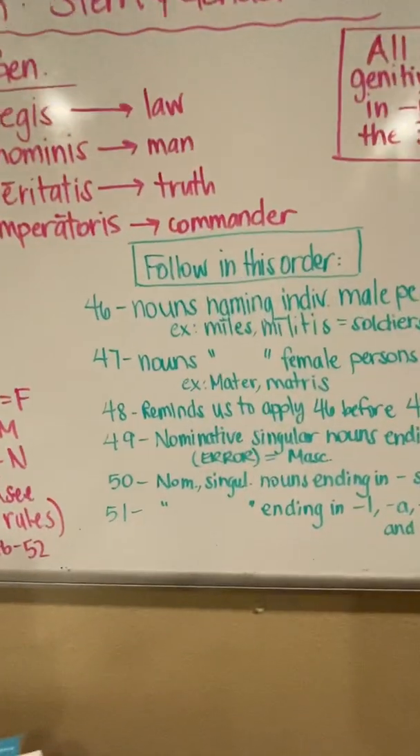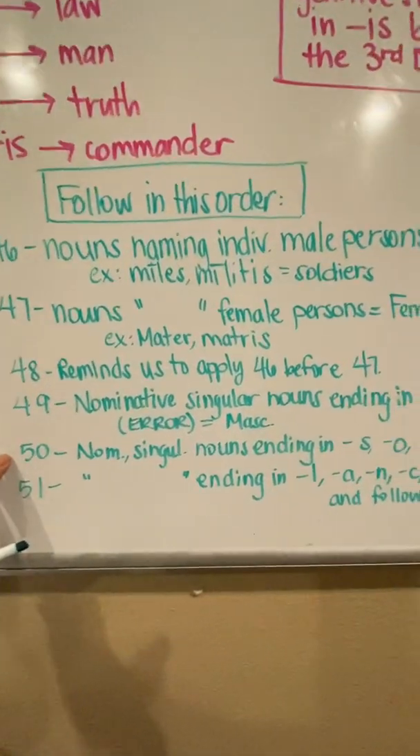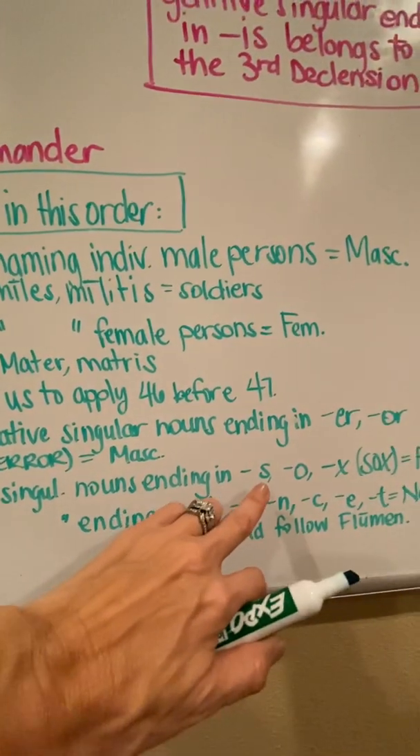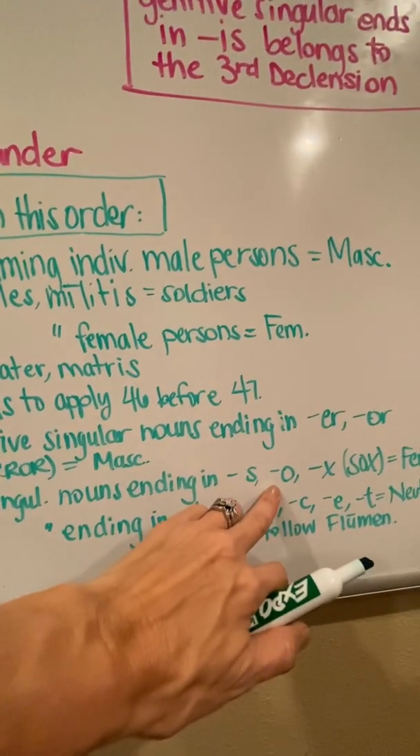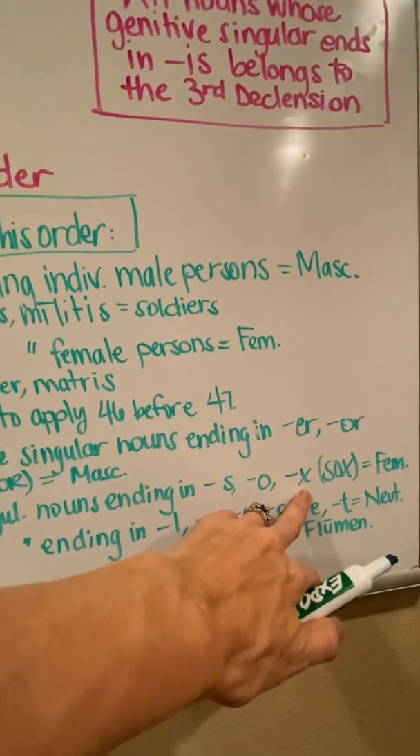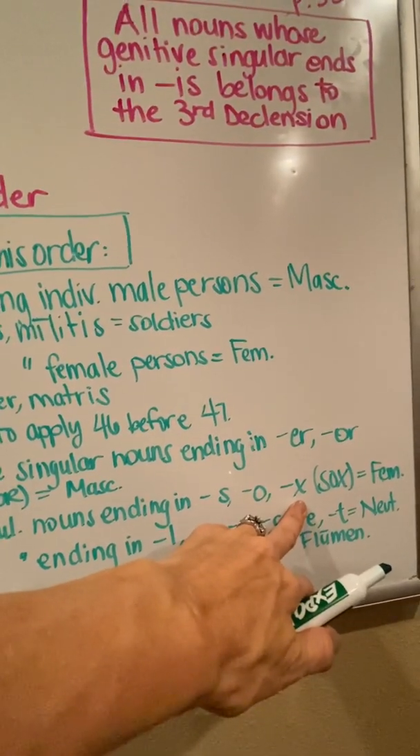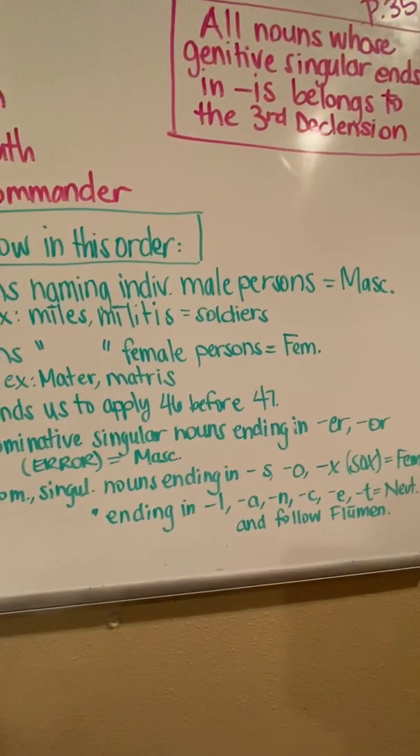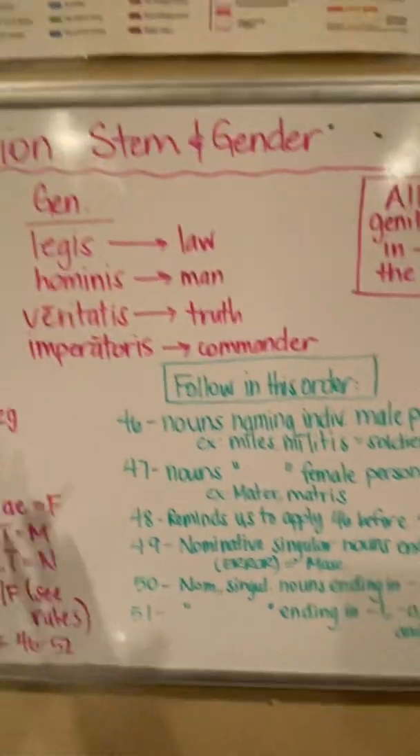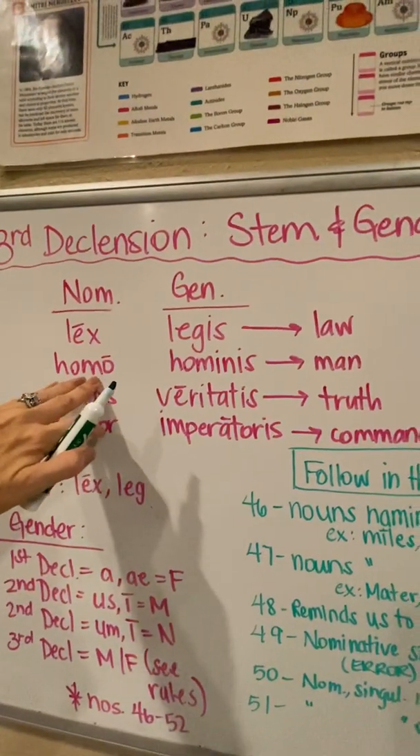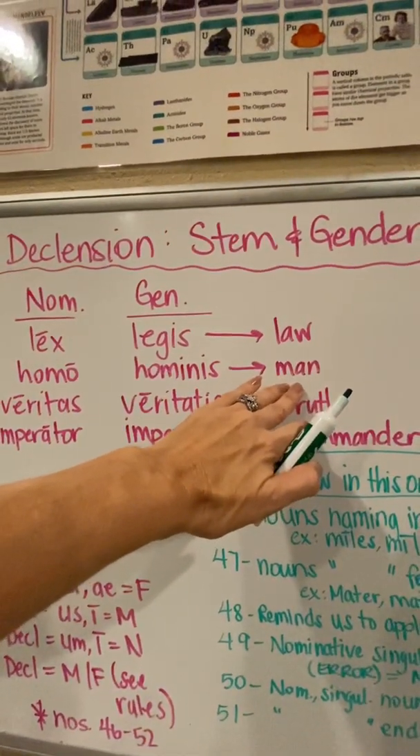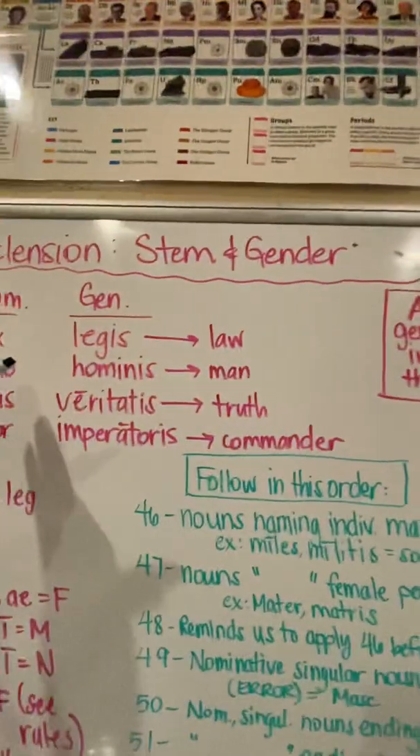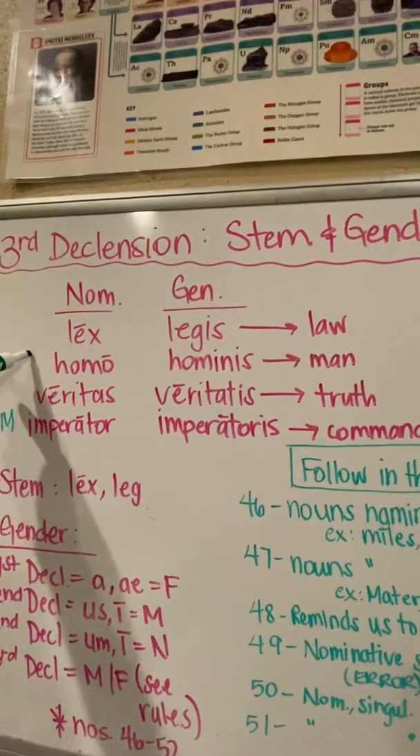All right, so we come back to this next one, rule 50. Nominative singular, just meaning the first word given in your vocabulary. Those nouns ending in an S, an O, or an X will be feminine. But if we come up here, we can't apply that rule to this word hominis, because we have to look at what it means, man. And we have to know that if they name an individual male person, it'll be masculine. So we already know automatically that that satisfies rule 46.